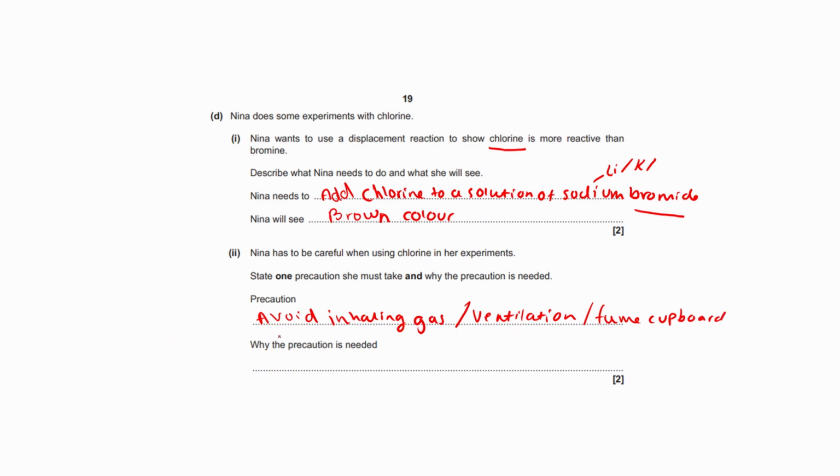And the reason is because chlorine gas or chlorine is toxic. You can say it's toxic, poisonous, irritant. All of those will be correct. You need to mention one, not all of them. And that is it for this question.